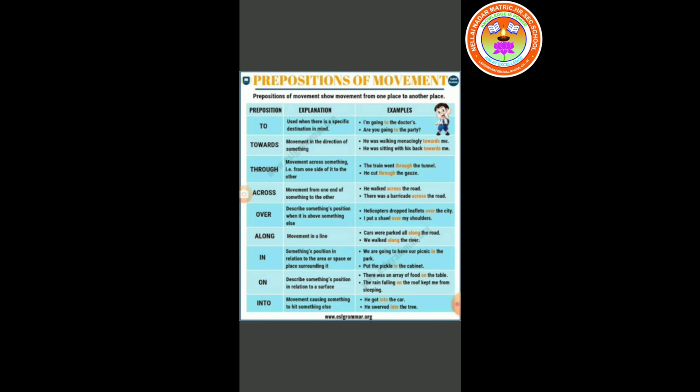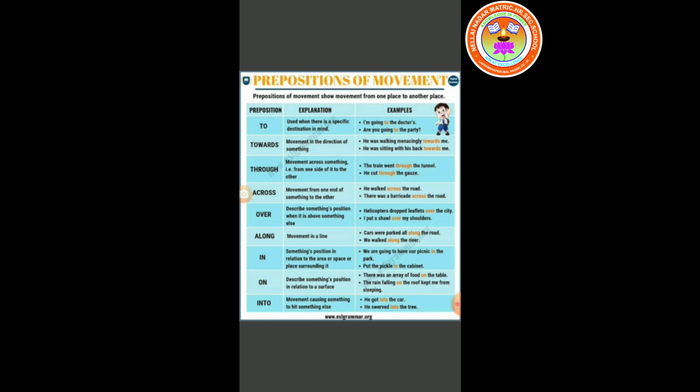Next is over. It describes something's position when it is above something else. For example, helicopters dropped leaflets over the city. I put a shawl over my shoulder. The cat jumped over the wall. Next one is along. It is used for movement in a line. Cars were parked all along the road. We walked along the river.